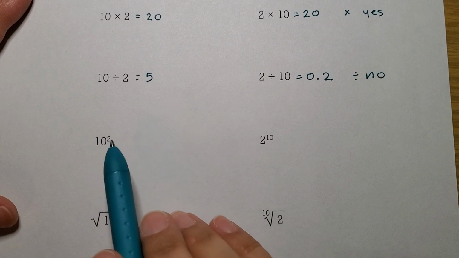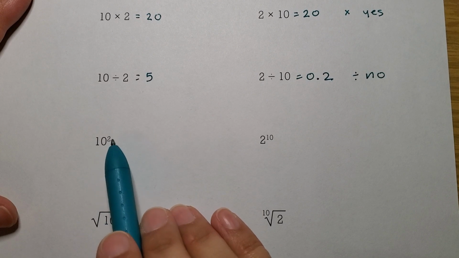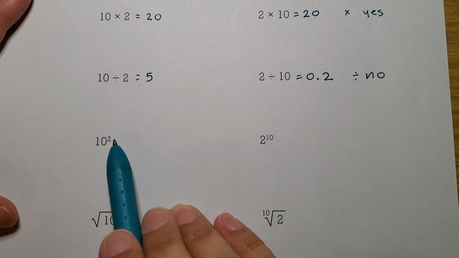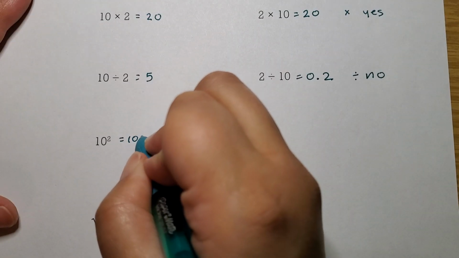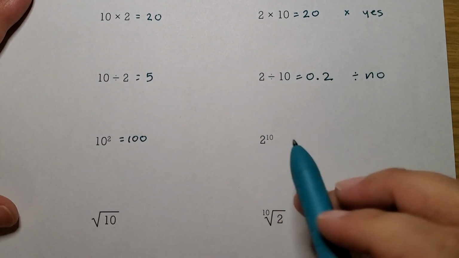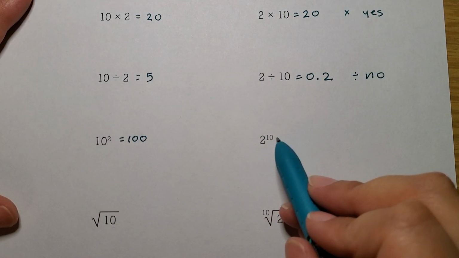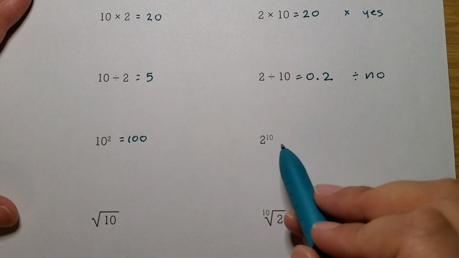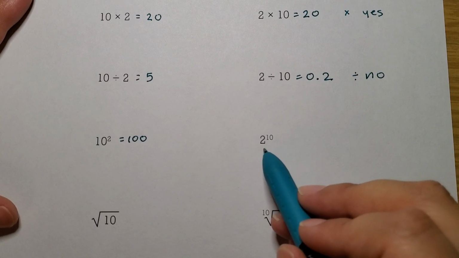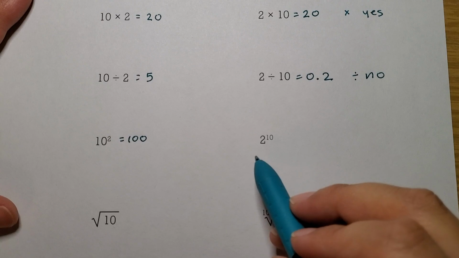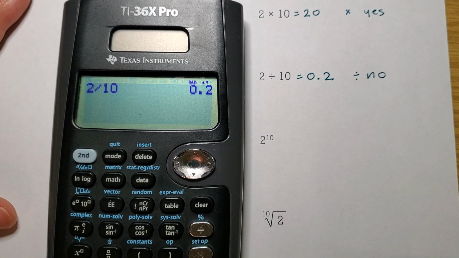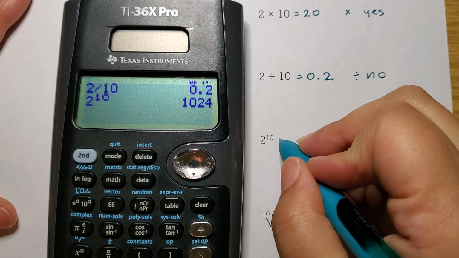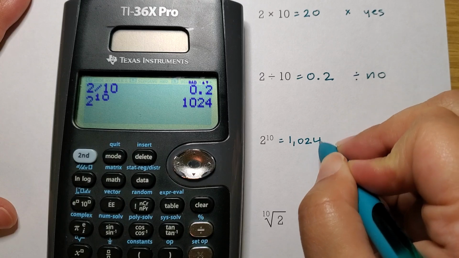How about exponents? So here I have 10 raised to the power of 2. So that's going to mean 10 times 10, which is 100. 2 to the 10th power, oh golly, that's going to mean multiplying 2 10 times. So let's bring our friend back here to help us out. Let's do 2 to the 10th power, and that's going to give us 1024.